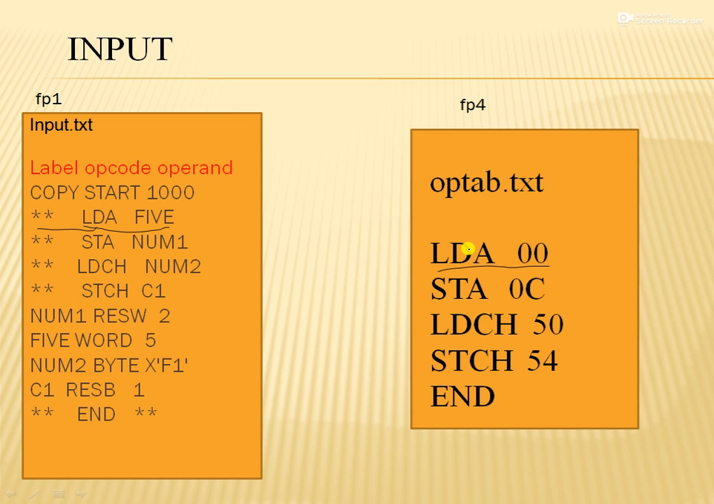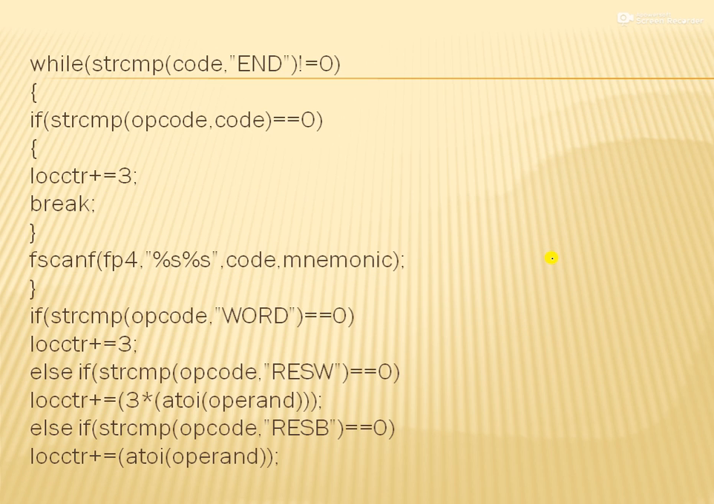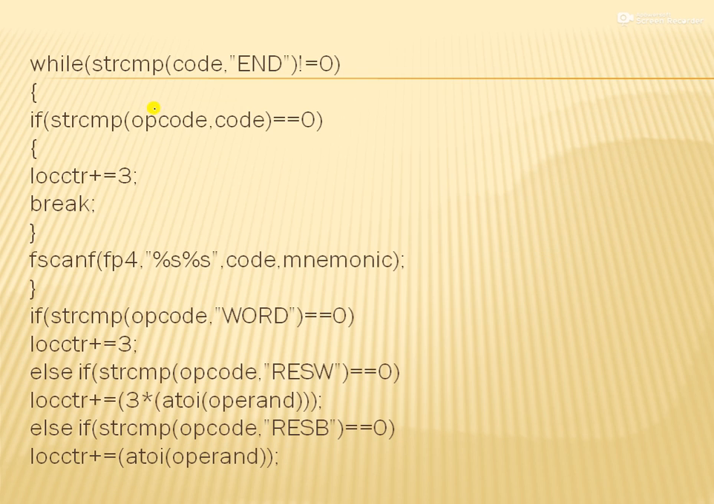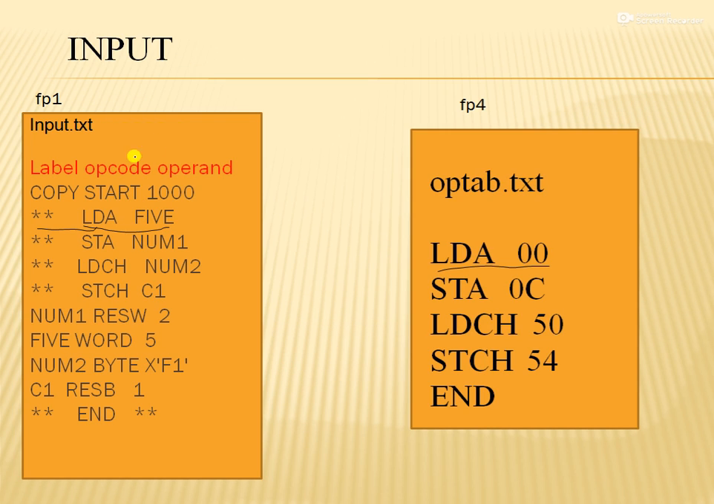LDA, that is mnemonic, is read with the opcode value, and you are checking whether this code you have read has reached till end or not. So if it is reached end, it means you have searched the complete op tab, otherwise you need to continue in this while loop. So you are checking whether this code is matching with the opcode. What is this opcode? This opcode is the opcode value of the input text. So you are checking whether these opcode values are matching with this op tab.